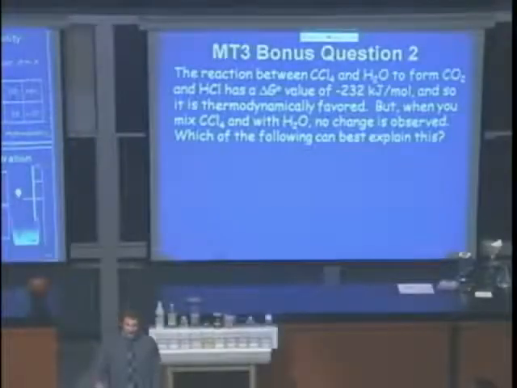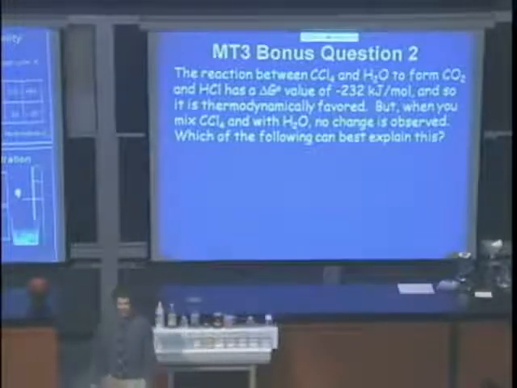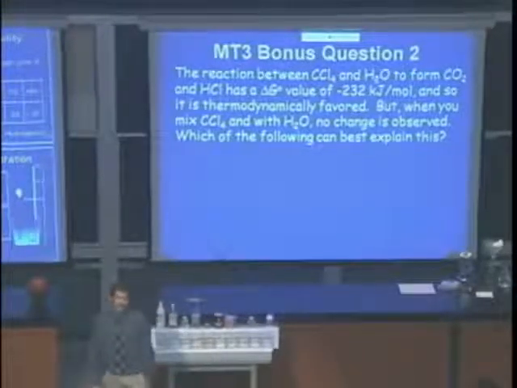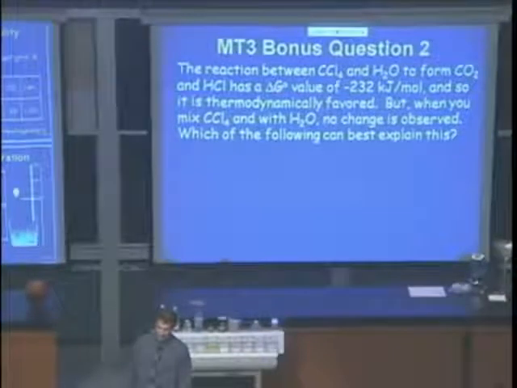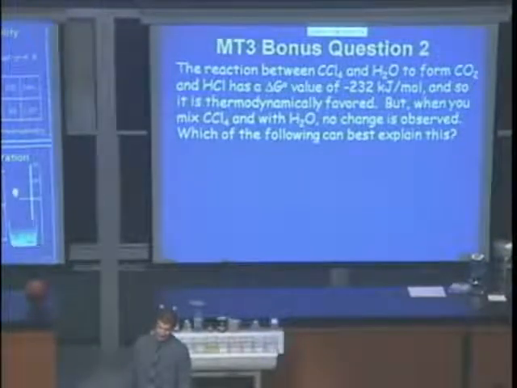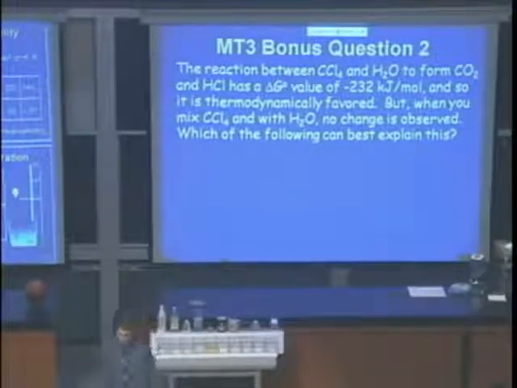So, the reaction between carbon tetrachloride and water, simmer down now. There we go. The reaction between carbon tetrachloride and water to form CO2 and HCl has a delta G value of negative 232 kilojoules per mole, and so it is thermodynamically favored. But when you mix carbon tetrachloride with water, no change is observed. Which of the following can best explain this?